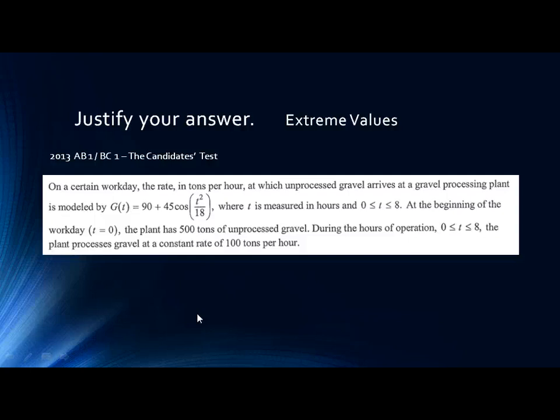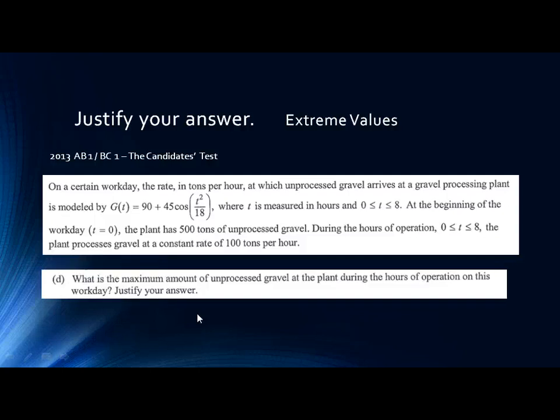If I subtract the two, I have the rate of the amount that's there, right? So I have the rate in, and I'm subtracting the rate out. If they were to ask me, don't worry about the gravel, just figure out the math. How can I determine the maximum amount of gravel at the plant? Not coming in, not out, but at the plant.